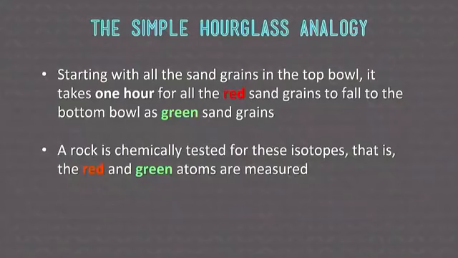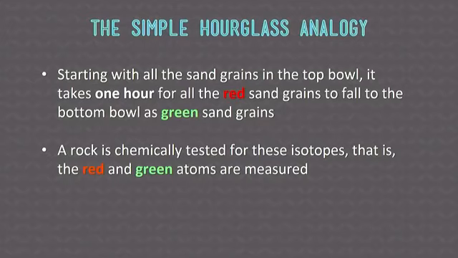Half an hour. And that's how simple it is. The geologists want to study how many red atoms and green atoms, and then because of the number of green atoms, they know how long it takes them to form from red atoms. They back calculate. So if we start with all the sand grains in the top bowl, it takes 1 hour for all the red sand grains to fall to the bottom to become green sand grains.